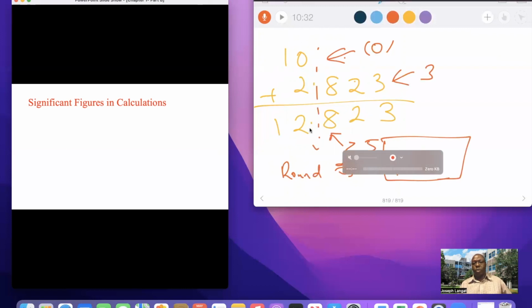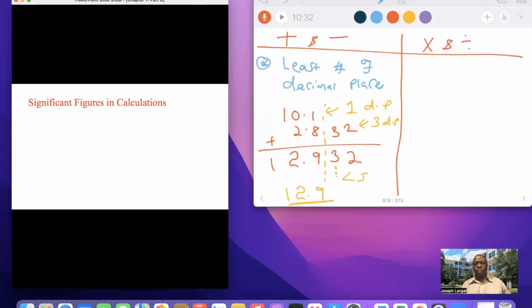We were supposed to stop here. Look at this. This is greater than 5. We round off to 13. I'll do the same thing for our subtraction. This goes hand in hand.